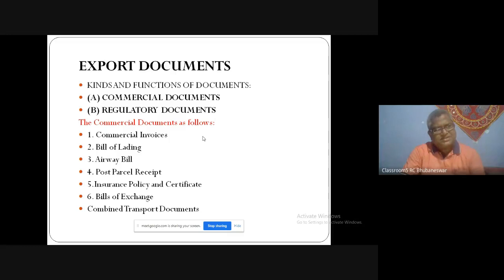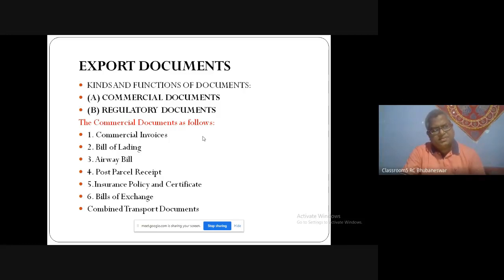Similarly, in my PPT you see there are some documents required, export documents. What are the documents? The documents are divided into two parts. One is commercial document, another is regulatory document. For commercial documents, different types of documents are required. Commercial invoices, bill of lading. I have not pointed this out. What is the definition of bill of lading, airway bill? You have to be patient for another class also. Some documents are required. These are the important documents.